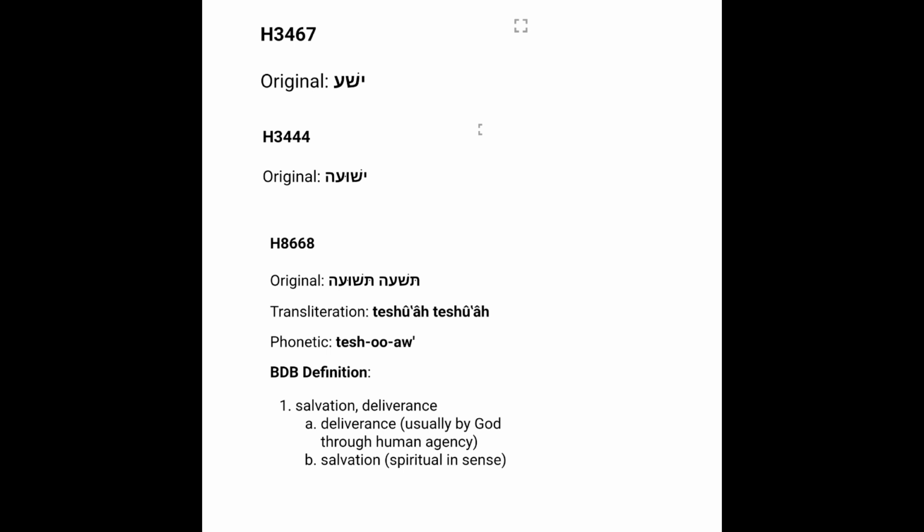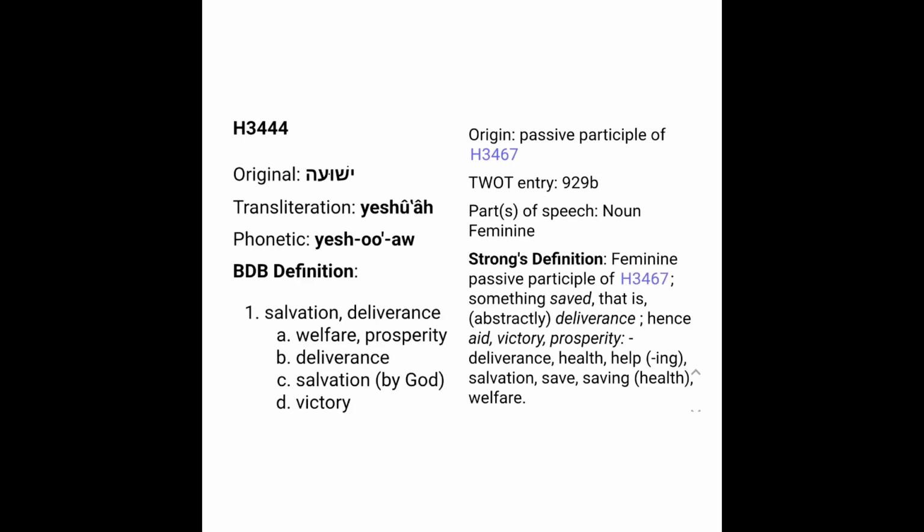Notice that each of these words has Shin Ayin or Shin Vav Ayin, which is the root of the word Shua. The word we're looking at is H3444, Yod Shin Vav Ayin He, Yeshua, means salvation or deliverance, welfare, prosperity, deliverance, salvation by God, or victory.